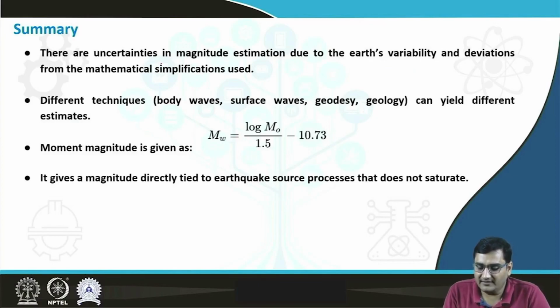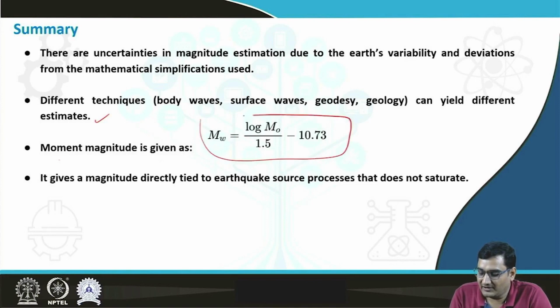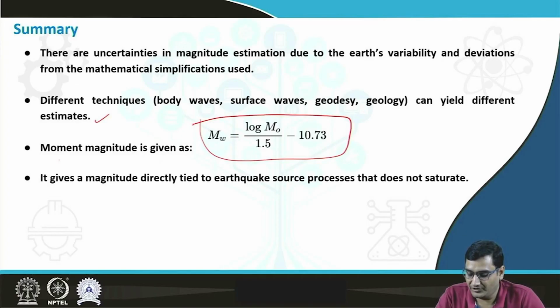There are uncertainties in magnitude estimation due to Earth's variability and deviations from the mathematical simplifications used. Different techniques, body waves, surface waves, geodesy, geology, can yield different estimates. Moment magnitude scale is given by this particular expression: MW is equal to log of M naught by 1.5 minus 10.73. It gives a magnitude directly tied to earthquake source processes that does not saturate.